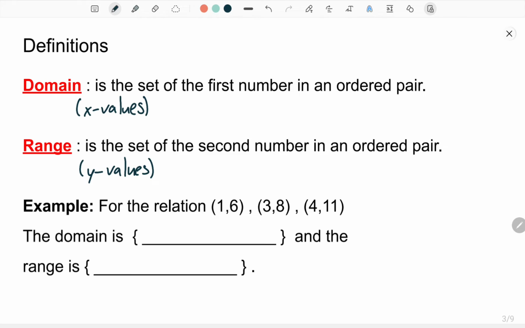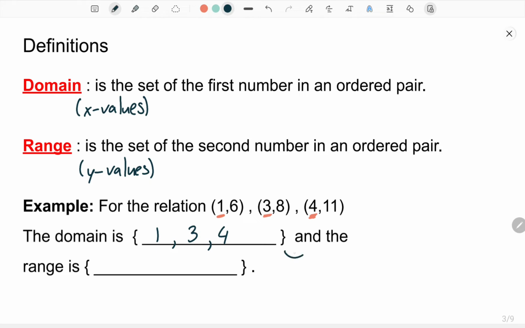All right, so for example, let's say you have the points (1, 6), (3, 8), (4, 11). It's just 3 points. That makes our relation. The domain in this case would just be 1, 6, or sorry, not 6. We're looking at the x value, so we have 1, we have a 3, and we have a 4. So 1, 3, 4. And what you'll see, what's already included on your sheet is these curly brackets.